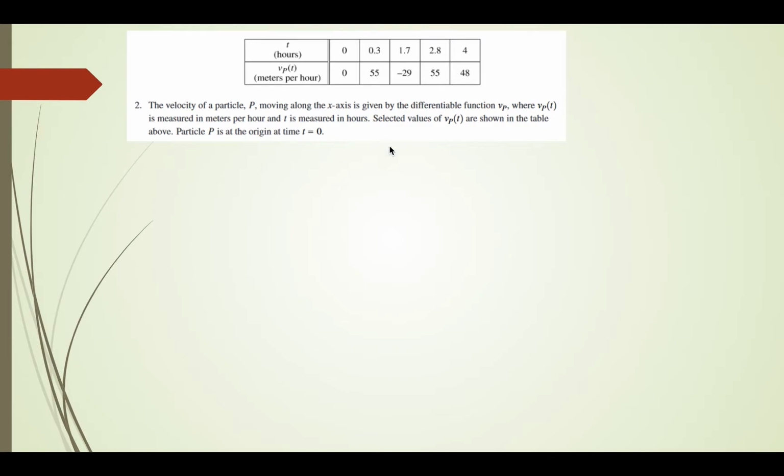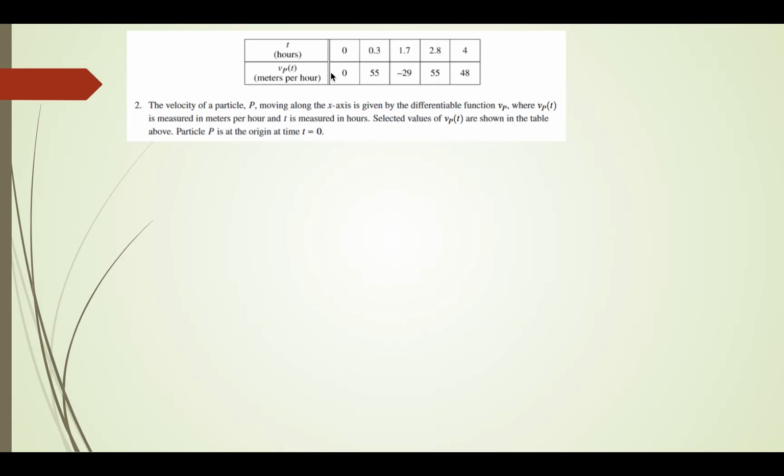All right, so this is a pretty standard AP question, as I said. And you can recognize it right away because once you see this table of values, you know it's a question that they like to ask every year. And there are certain things that we can count on that are going to be included in this particular type of question. So, a brief overview, we've got a particle. It's called particle P, and we've got the velocity of it. It's moving along the x-axis, given by the differentiable function v sub p, where v is measured in meters per hour and t is measured in hours.